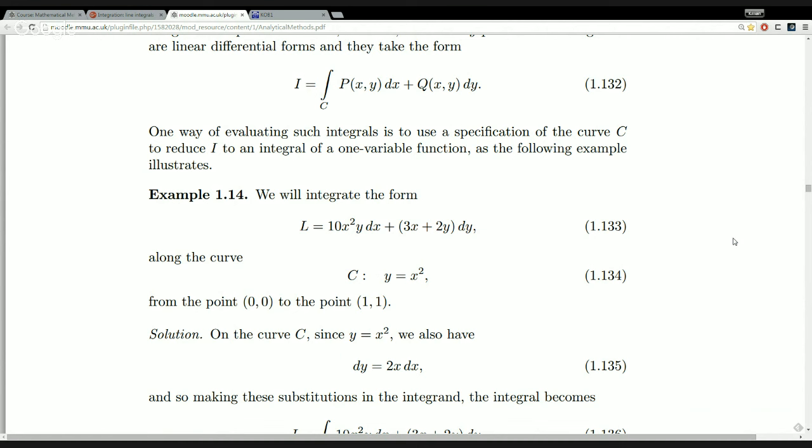And the movement of y will be taken care of by the fact that we've made the substitutions, y equals x squared and dy equals 2x dx. So we're integrating from 0 to 1. So this now looks like something that is much more familiar and much less scary.